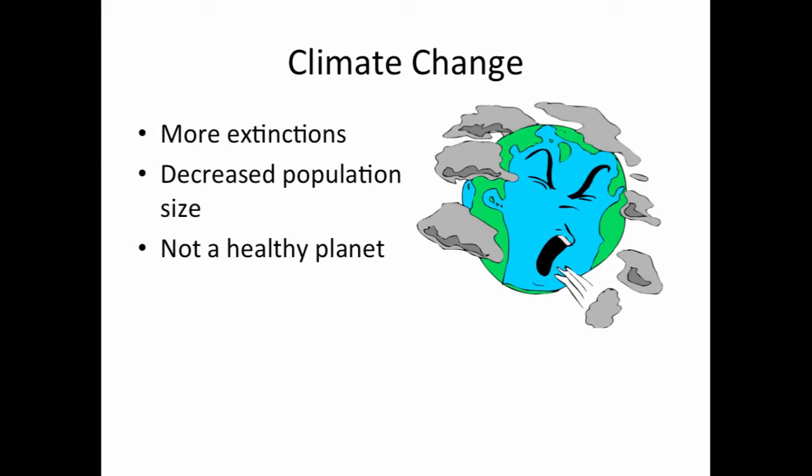So climate change is going to create an atmosphere for more extinctions. It could also decrease population size of different organisms, which then would have a trickle-down effect for the populations that need other populations to survive. And so overall, climate change leads to not a very healthy planet, and that is going to lead to less biodiversity. And anytime we have less biodiversity, it means we don't have a happy, healthy planet.